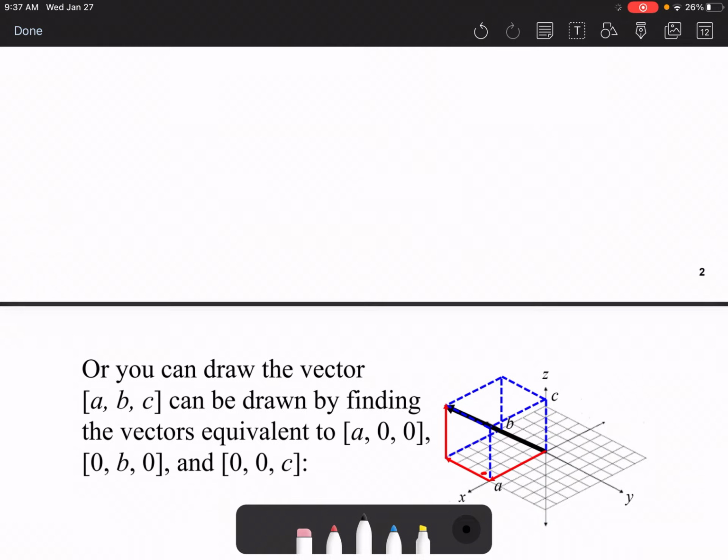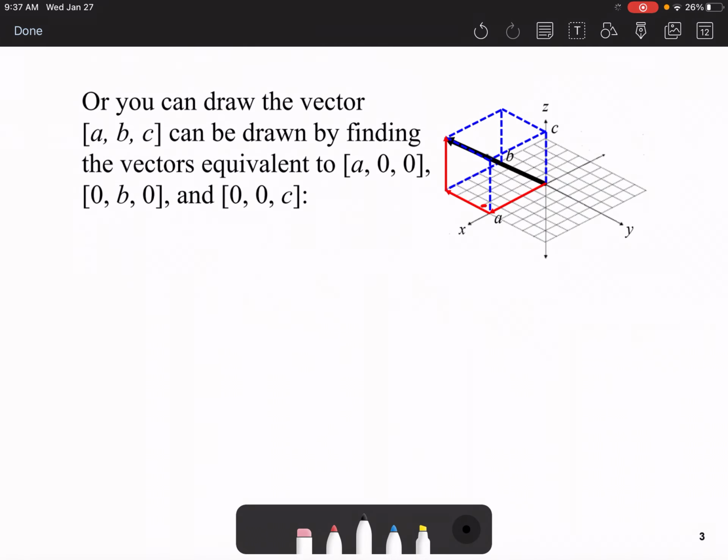So, another option I suggest is actually adding 3 different vectors. So for instance, let's say we have vector A, 0, 0. We add on vector 0, B, 0. And then we add on vector 0, 0, C. If you add up all these 3 vectors, you get your resultant vector of A, B, C in the proper direction and proper length.